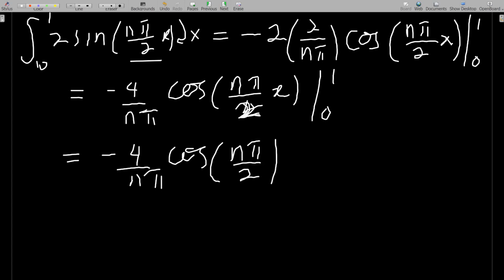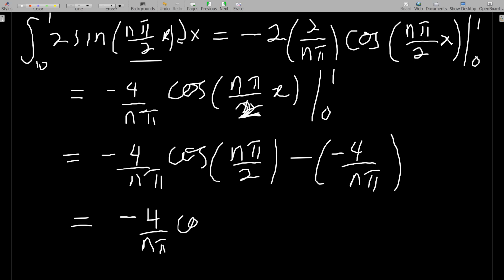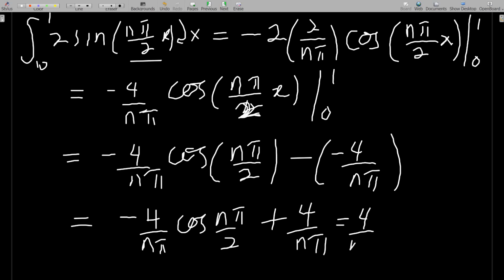And then minus, so it becomes plus, because you have to get, let me write it back, minus, then you write minus 4 over n pi. Then when you put x equals 0, you have cos 0, and that is 1. So this is what you have. So in effect, I have something like minus 4 over n pi cos of n pi over 2 plus 4 over n pi. And this in effect will give you 4 over n pi back, okay?